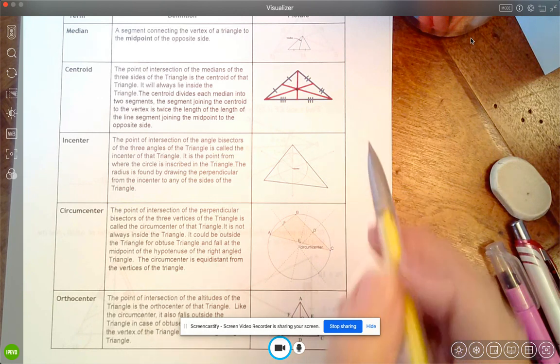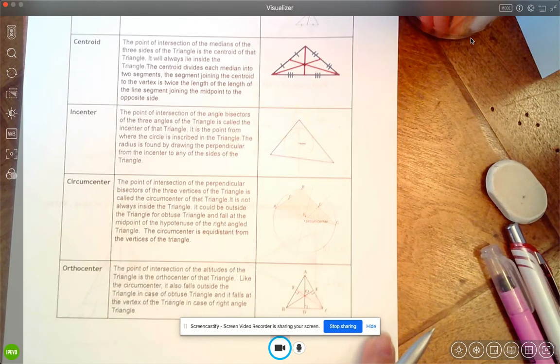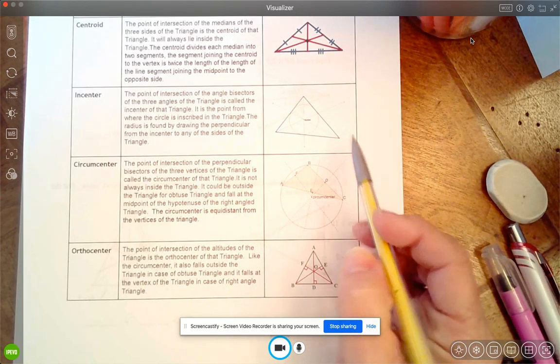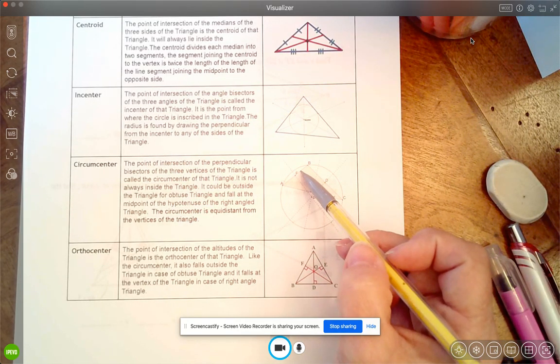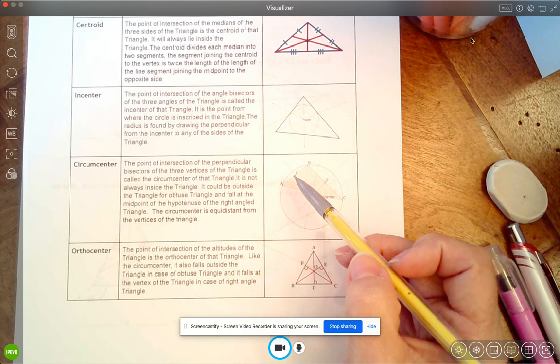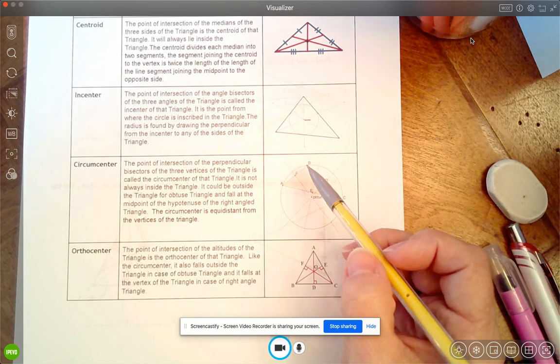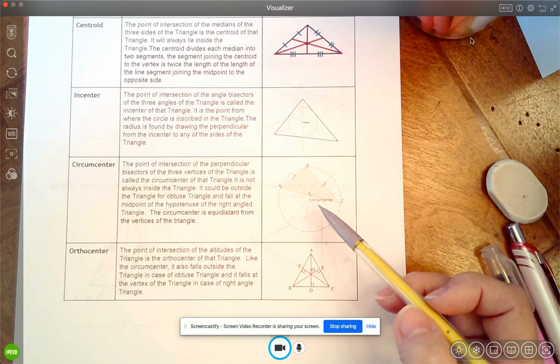Okay? The circumcenter is the point of intersection of the perpendicular bisectors of the three sides. Now, we are going to do the perpendicular bisector of the sides of the triangle. It's called the circumcenter of that triangle. It is not always inside the triangle. It could be outside the triangle for an obtuse triangle. And it would fall in the midpoint of the hypotenuse of a right triangle.